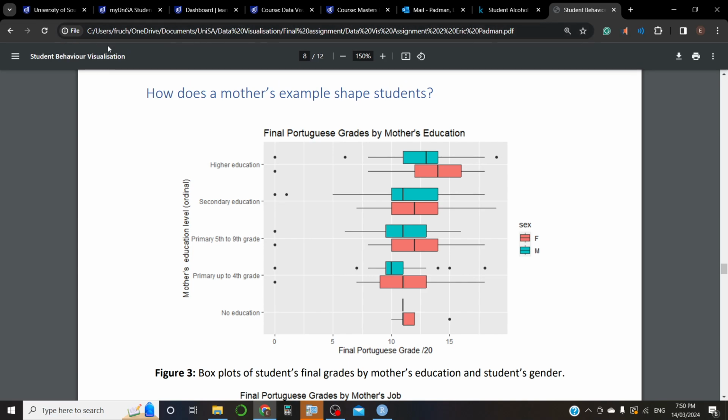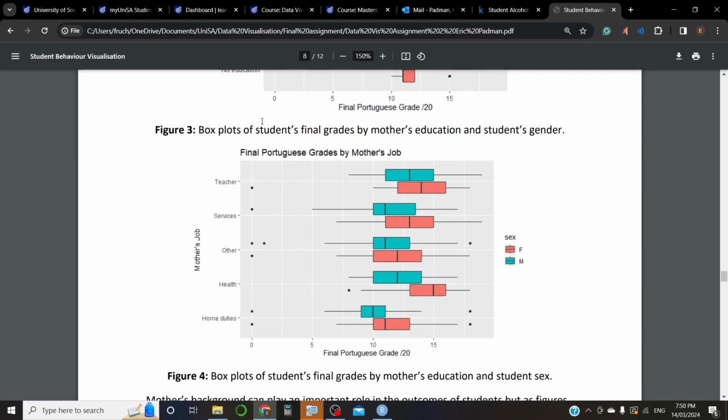So how does the mother's education shape students? We've got final Portuguese grades by mother's education. This increases as you go from bottom to top. I also broke it down by gender of student. Higher education seems to be doing higher, although that's primary, secondary, depending on how much high school they actually did, it's not that much.